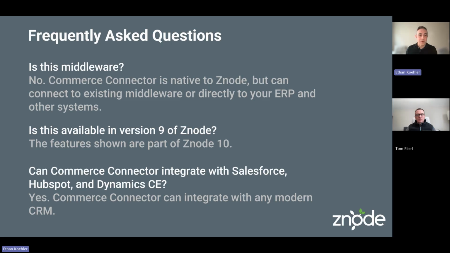All right, and one more question. Can Commerce Connector integrate with Salesforce, HubSpot, and Dynamics CE? And the answer is yes. We talked a lot about ERPs, obviously PIM, DAM, CRM. There's so many different systems that matter in B2B e-commerce. So long as the system is modern, meaning it's API first and it's easy to access ways to exchange data, Znode can connect with it.